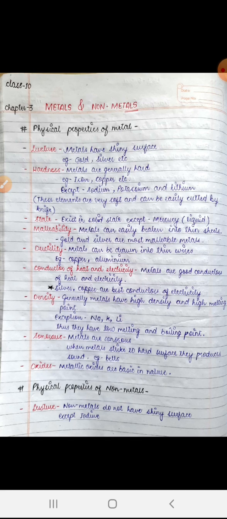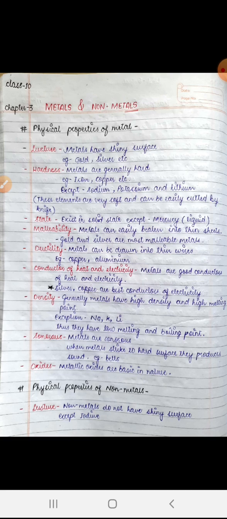First we'll discuss some physical appearance, the properties which we can see through the appearance. The first property of metal is luster. Metals have a shiny surface, for example gold, silver, etc. Gold and silver are the metals which have luster on their surfaces, right? Means shiny surfaces they have. So they have luster on the surface.